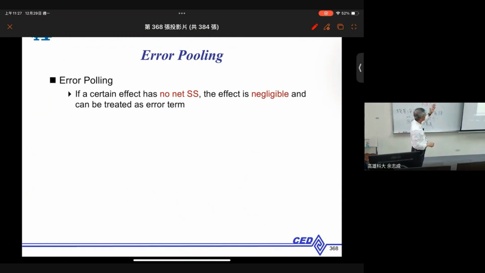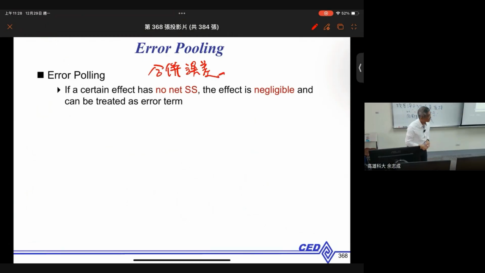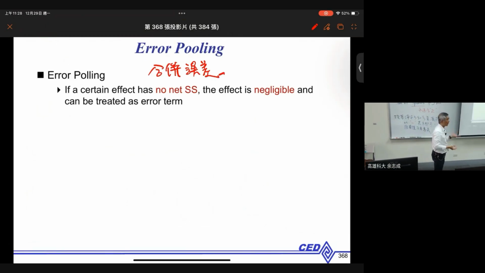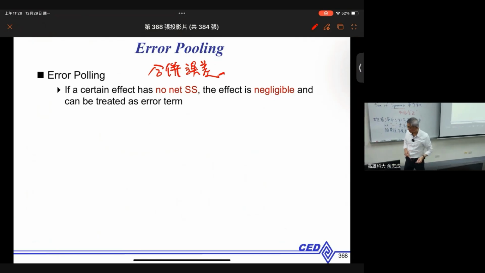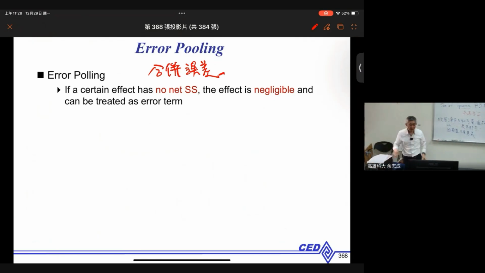So we'll come to the error pooling. What is error pooling? If any effect, main effect or interaction effect, has no net sum square, which means that its effect is smaller than 0, then the effect is negligible.